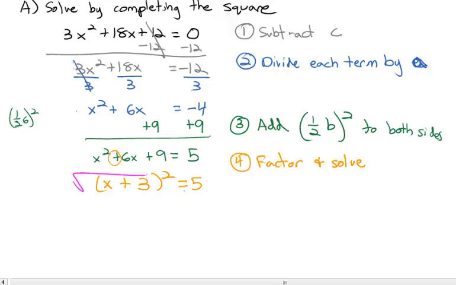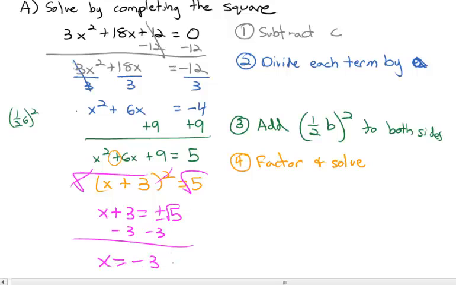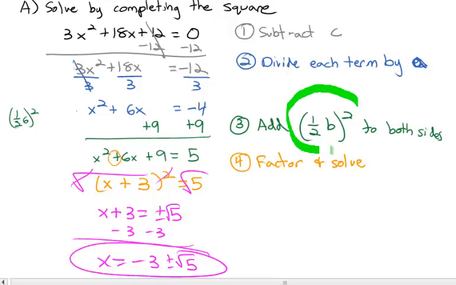The opposite of squared is to take the square root of both sides. Squared and square root are opposites. So we have x plus 3 equals plus or minus the square root of 5. Subtract 3 from both sides, and we have our final answer that x is negative 3 plus or minus the square root of 5. The big thing here, though, that is really what's called completing the square is step 3, when we take that 1/2 of b squared, I should say, because we do the half first, and use that to make something that's a perfect square.